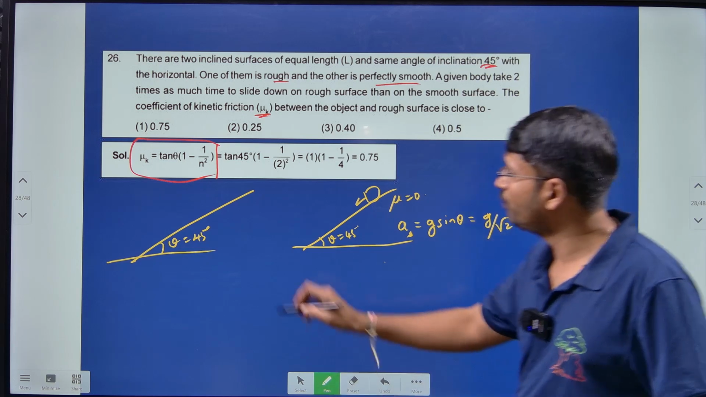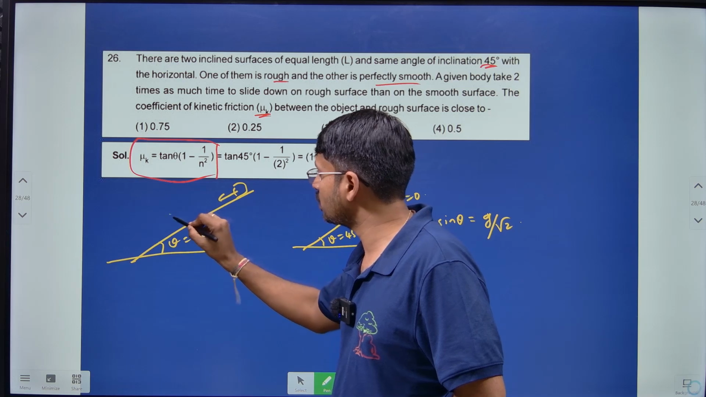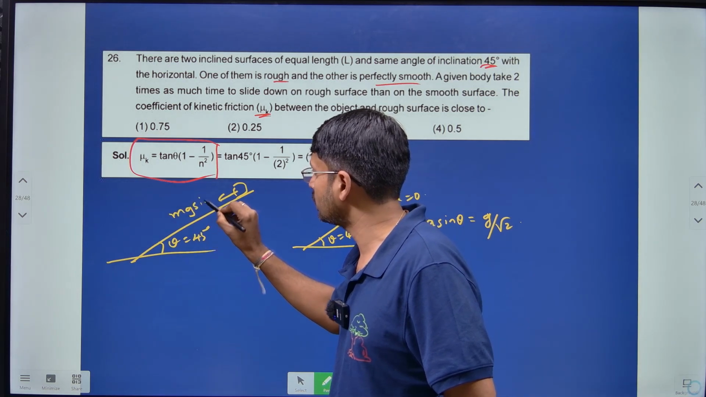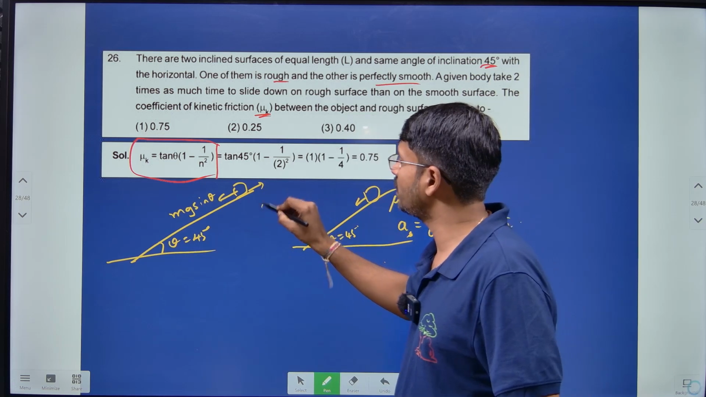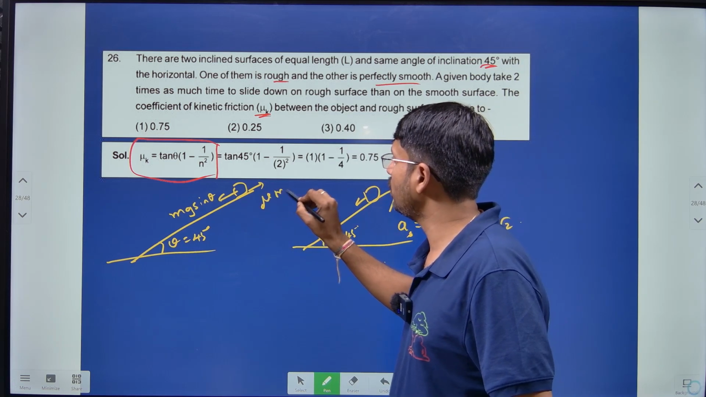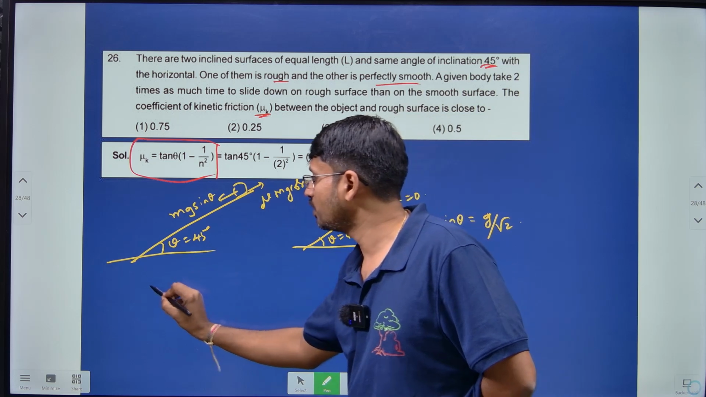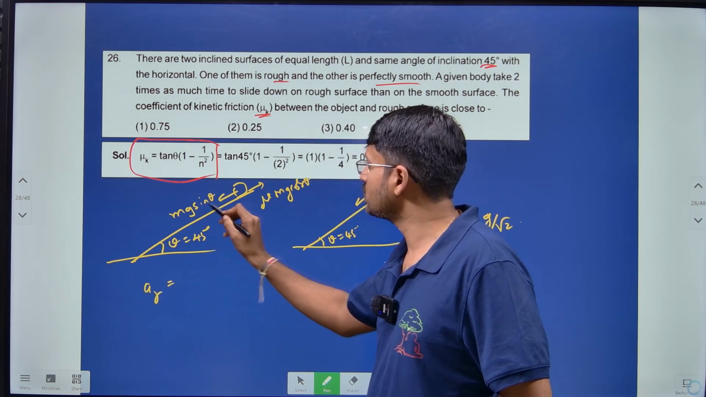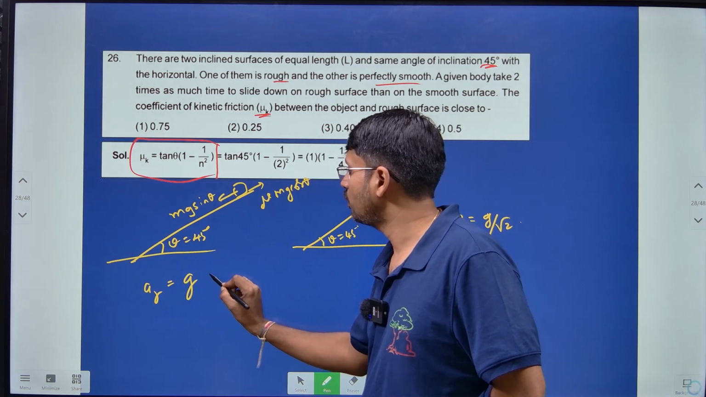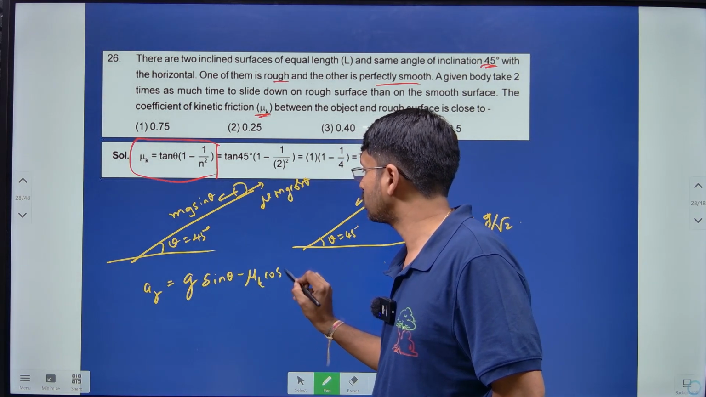And if it is moving on a rough surface, that means in the downward direction we have mg sin theta, and in the upward direction we have friction. Friction, how do you write it? That is mu mg cos theta. Therefore, the acceleration on this rough surface will be g, taking g as common, sin theta minus mu k cos theta.